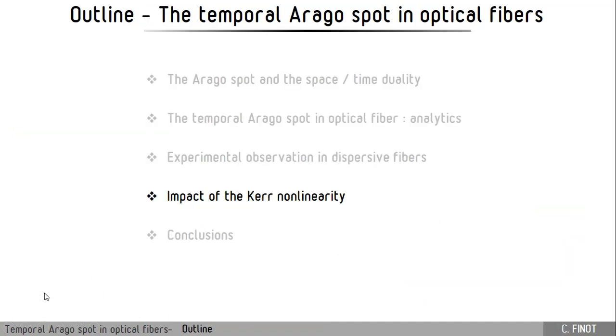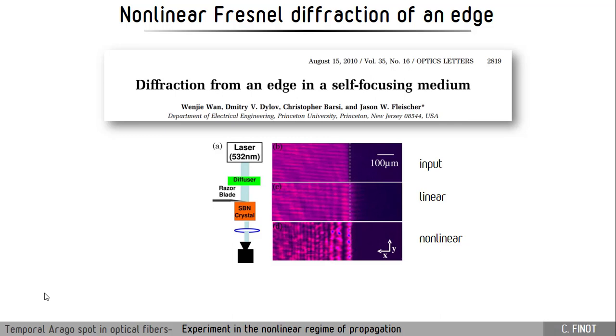So let us now discuss the impact of nonlinearity. Let us first recall that for standard diffraction, here I have taken the example of some results obtained by the group of Jason Fleischer in diffraction in a Kerr medium. What we see is that the diffraction pattern here of a perfect edge is affected by the nonlinearity. The fluctuation becomes higher and higher here. This is an example in the spatial domain with diffraction.